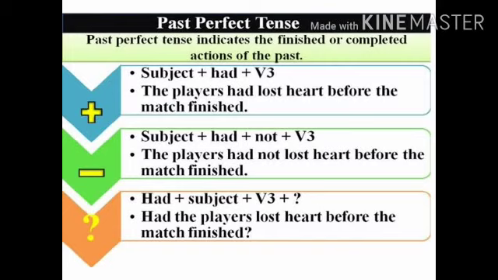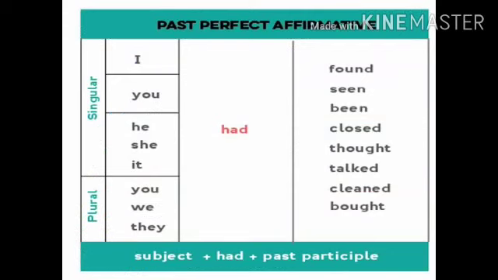For affirmative we use subject plus had plus third form of the verb. For negative we use subject plus had plus not plus V3. For interrogative we use the first helping verb had plus subject plus V3 and then the sign of the question mark. We need to pay attention that for forming the past perfect affirmative, whether the subject is singular or plural, we use the same helping verb, that is had.